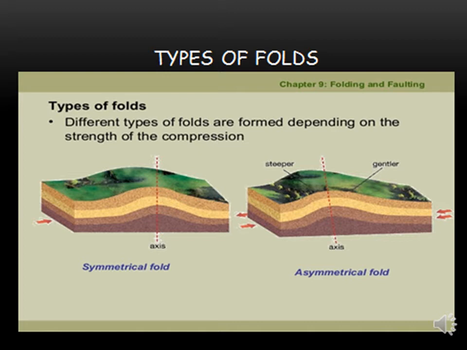When the amount of compressional force exerted on the rock layer is unequal, you can see in this fold there is double force from this side and single force from this side. So the limb must be steeper on one side and gentler on the other. When the force exerted on one side is stronger than the other, the rock layer will warp to form an asymmetrical fold.